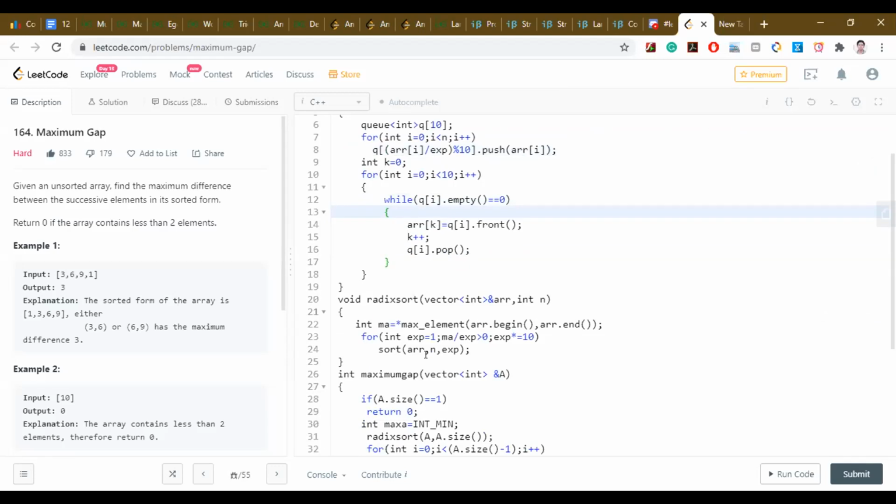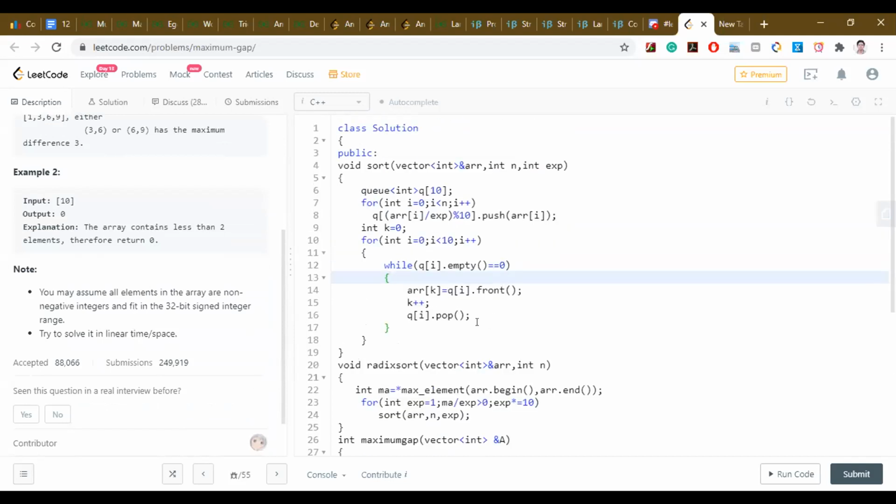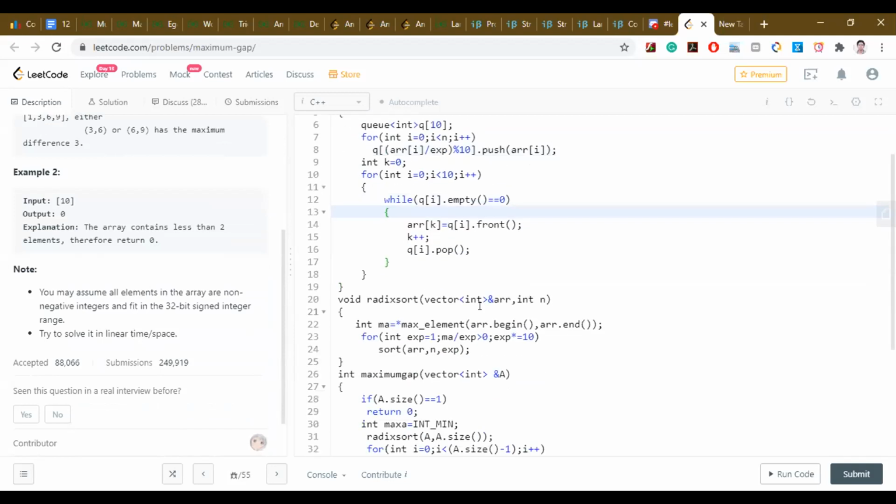What I first thought, because in this question it is given that we have to solve it in linear space or time, was how this will work. Basically the time complexity here depends on the base that we take, like base 10, or it depends on the base of the number we are dealing with.